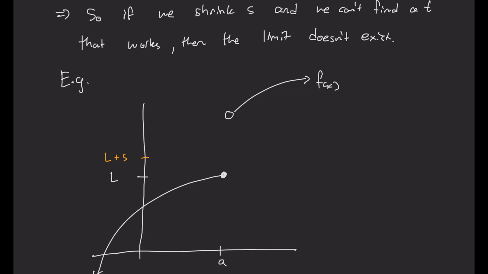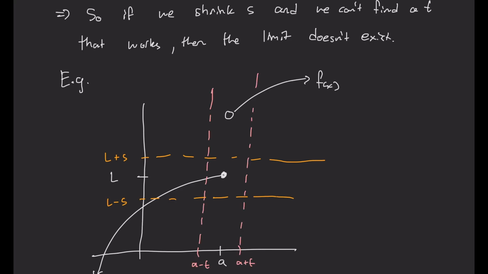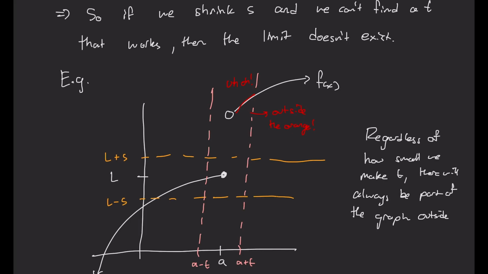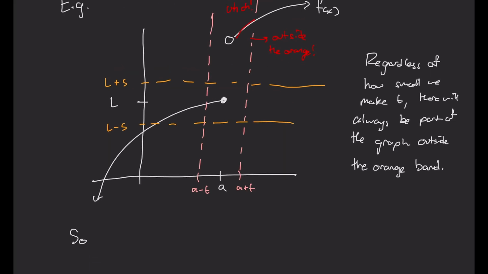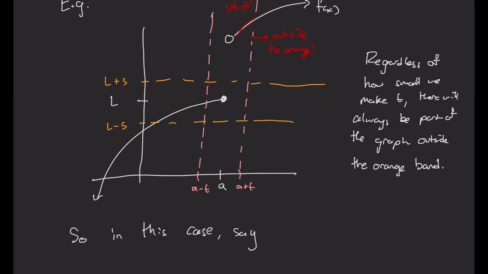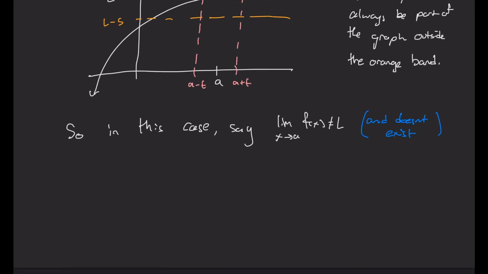So notice that if I shrink s small enough, then we can draw our L plus s, L minus s interval. And then you might be able to see that no matter what t I pick around a, so no matter what interval I have around a, there will always be part of the graph that sticks out of that orange region. So in this case, we can say that the limit as x goes to a of f of x is not equal to L. And actually, in fact, it doesn't exist. You can see how no matter what L I pick, I can always do some trick like this.